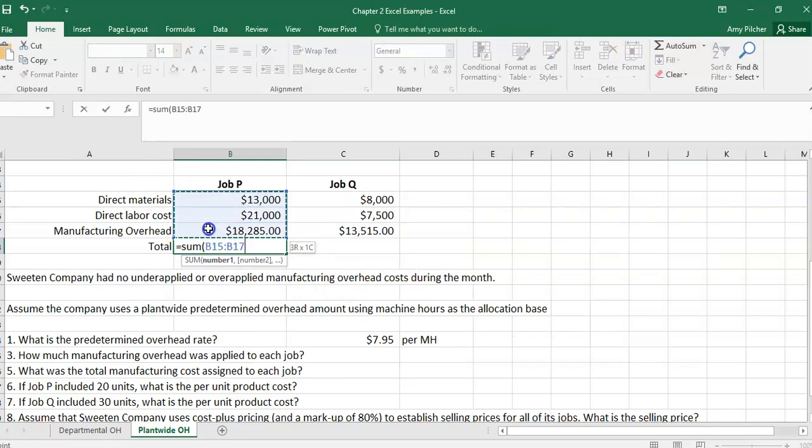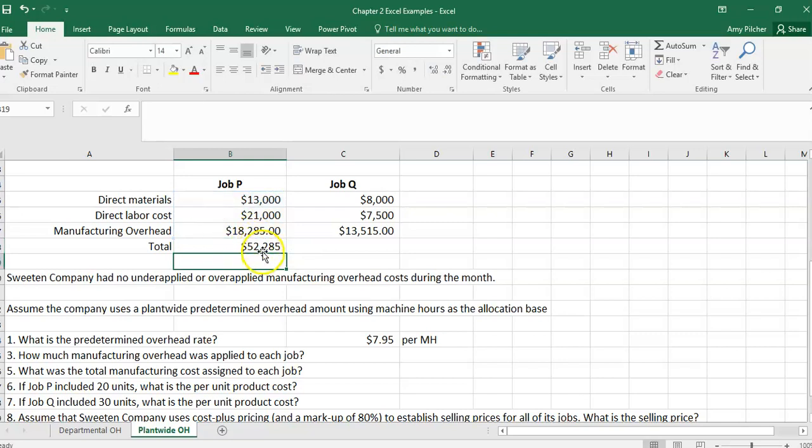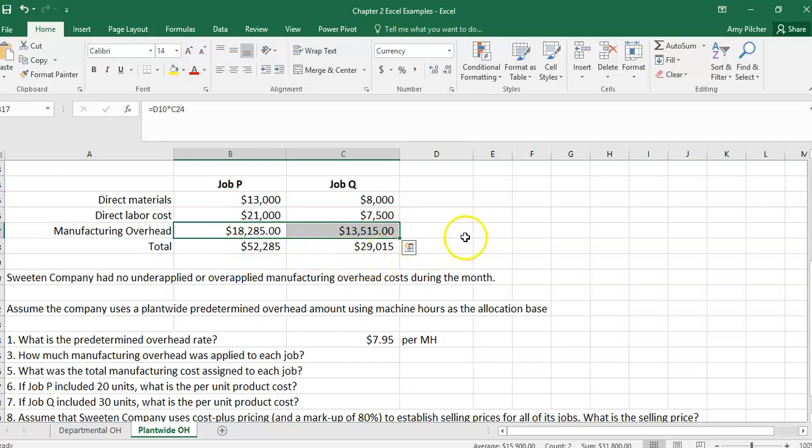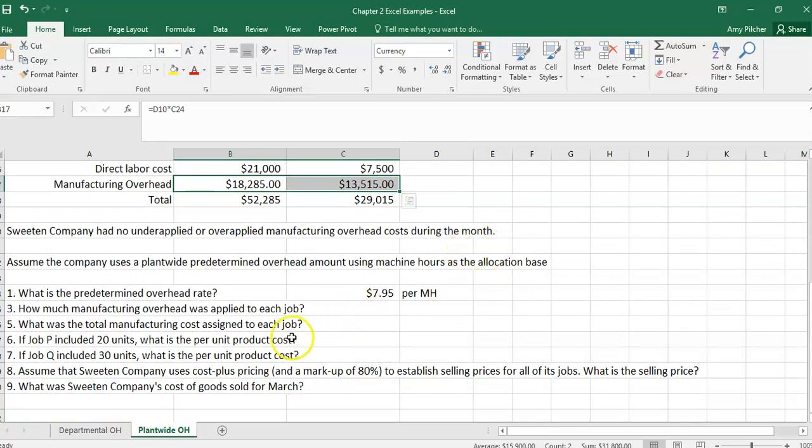We then add up those costs: direct materials, direct labor, and the allocated overhead. And we're given the total cost per job. So job P was $52,285 and job Q is $29,015. So that answers the next two questions.